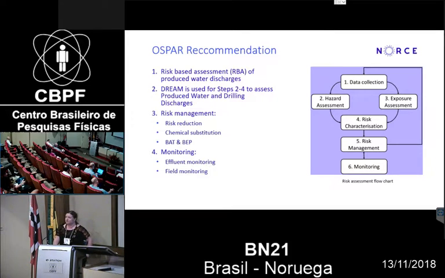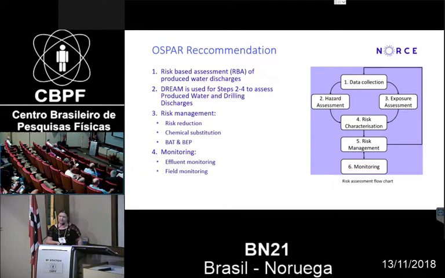So first of all, I want to mention the OSPAR recommendations, which came into effect for produced water discharge assessment. And it's a risk-based assessment. And you can use DREAM for steps 2 and 4 here. So the hazard assessment and the exposure assessment are both taken care of in the DREAM model. And then you have the risk characterization, which is essentially your EIF, the impact factor.